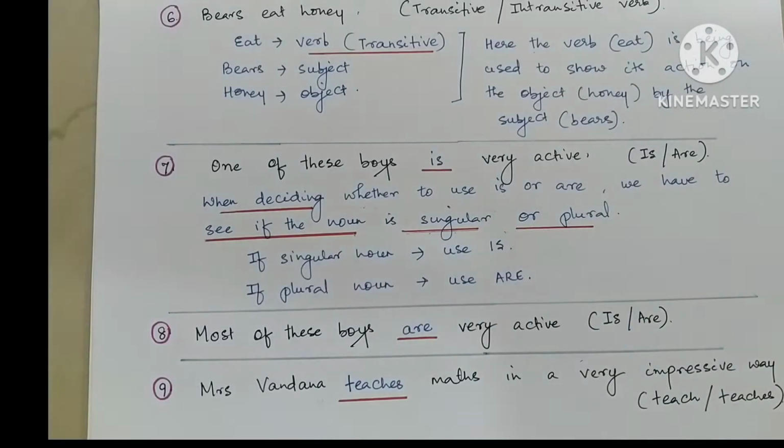Now, number 8, most of these boys dash very active, is or are. It is are because most denotes a plural noun for boys.